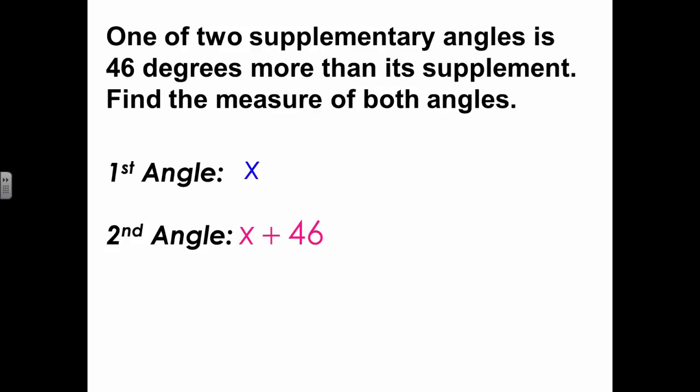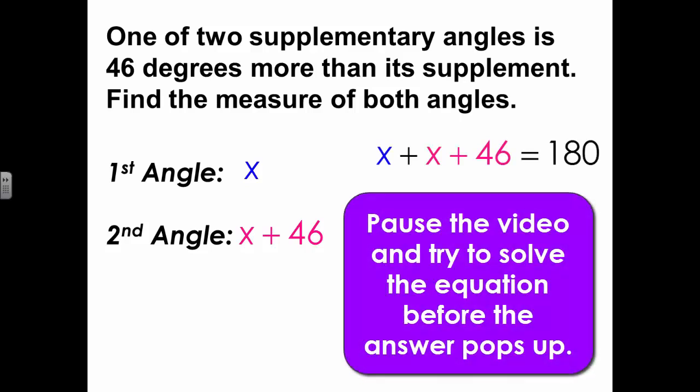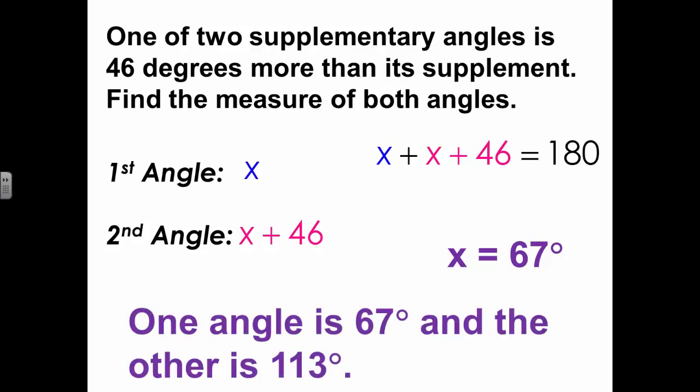To create my equation, I know that these are supplementary. So I'm going to add these 2 angles up and put them equal to 180. Pause the video and see if you can solve the problem before seeing what the answer is. Make sure that you realize that the question wants you to find the measure of both angles. So substitute the 67 back into your equations to find the 2 angles.